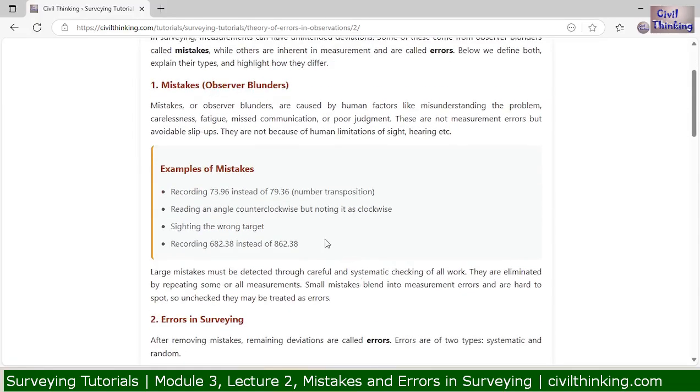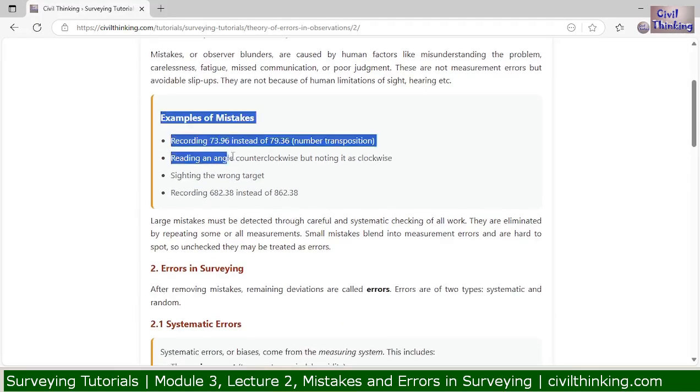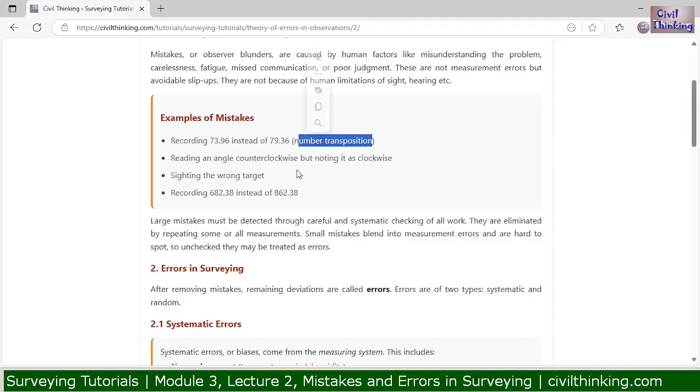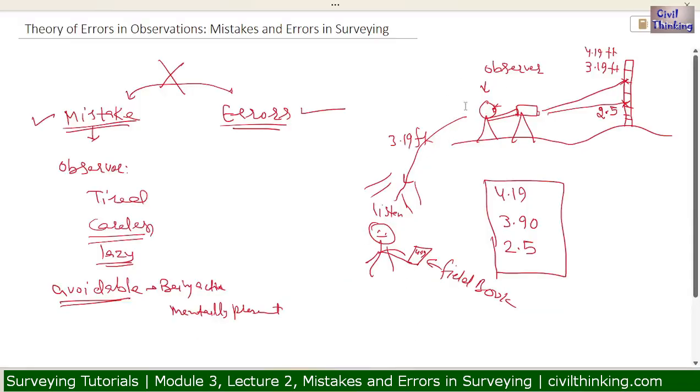Now let us talk about some examples of mistakes. Examples of mistakes can be recording 73.96 instead of 79.36. It is called number transposition. So you don't have to care much about this. The thing is that I have told you 73.96, he wrote 79.36. So this observer said the right thing, but he wrote the wrong thing.